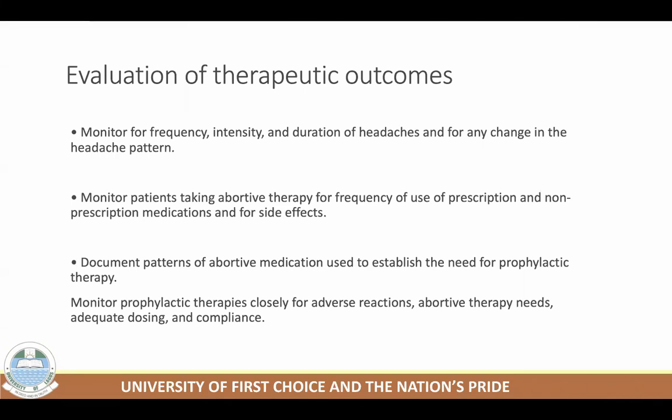Also, they have to document the patterns of the use of these medicines so that you identify when they may need prophylactic therapy, and then you monitor the side effects that they're experiencing from the prophylaxis as well.